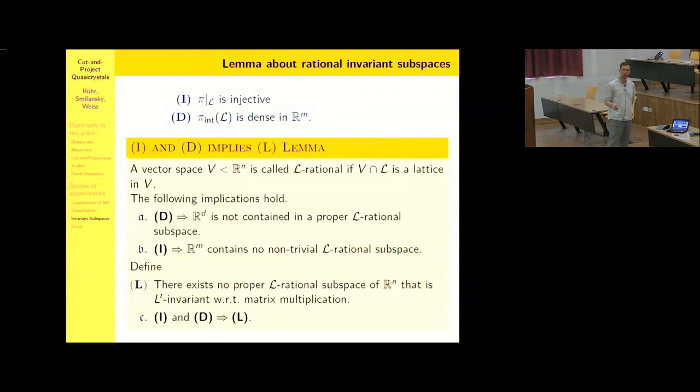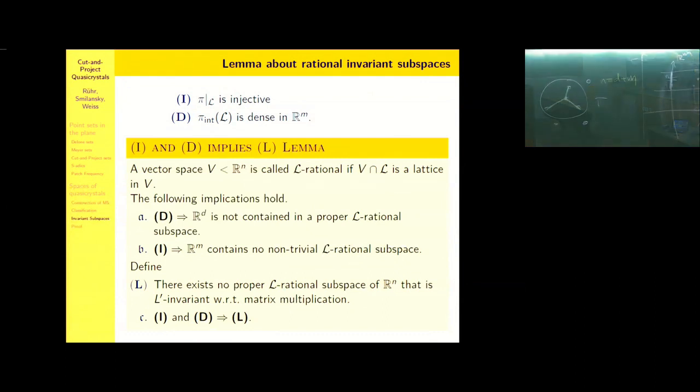So once we have those two properties, we can introduce the third property, which says that there exists no proper L-rational subspace that is L prime invariant. And then those first two properties will imply the third property. So I'm going to prove this to you.